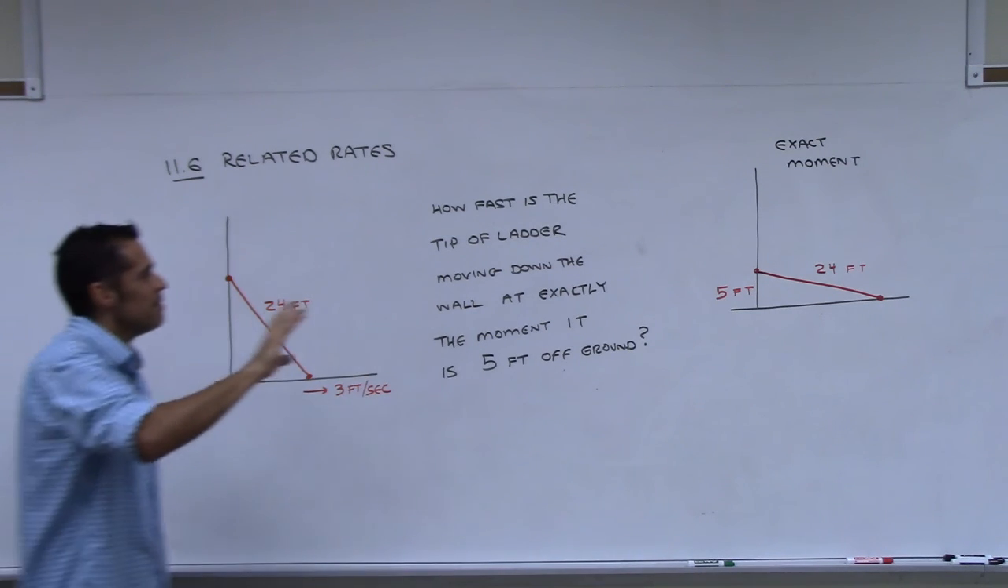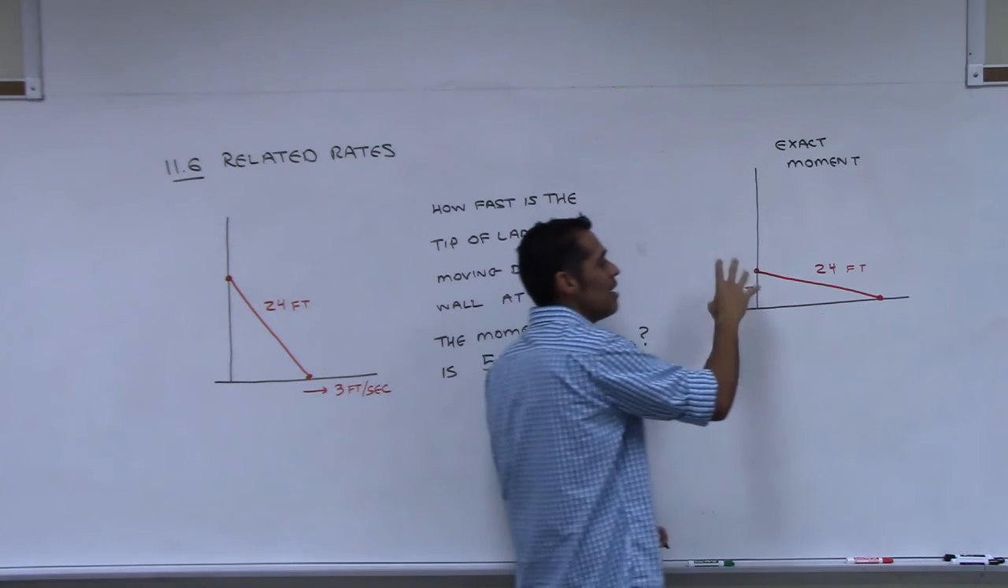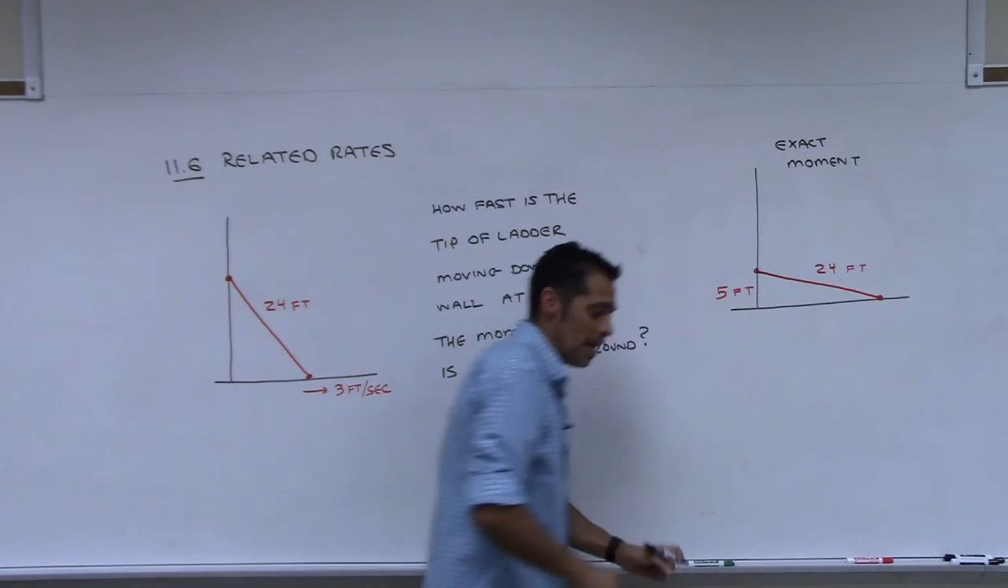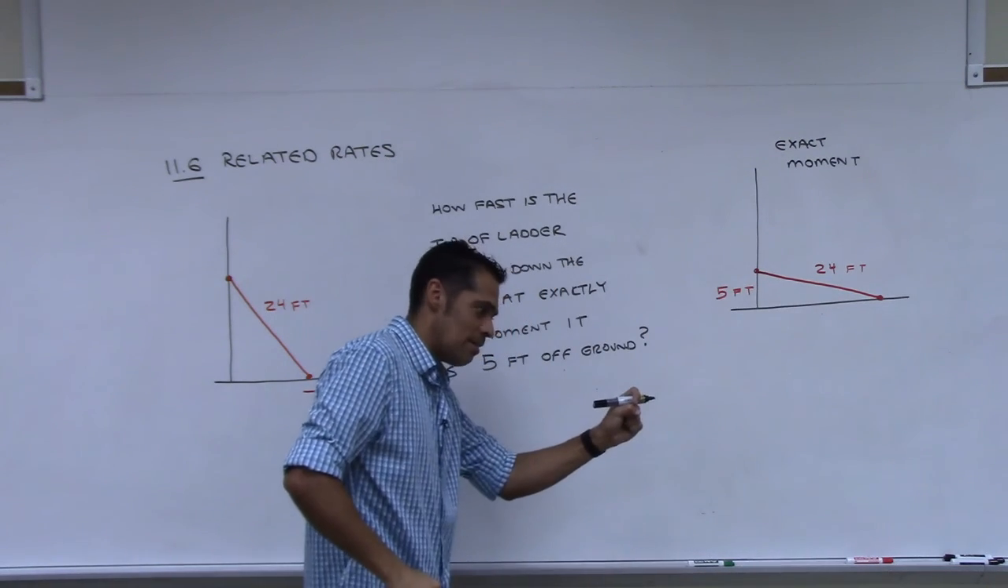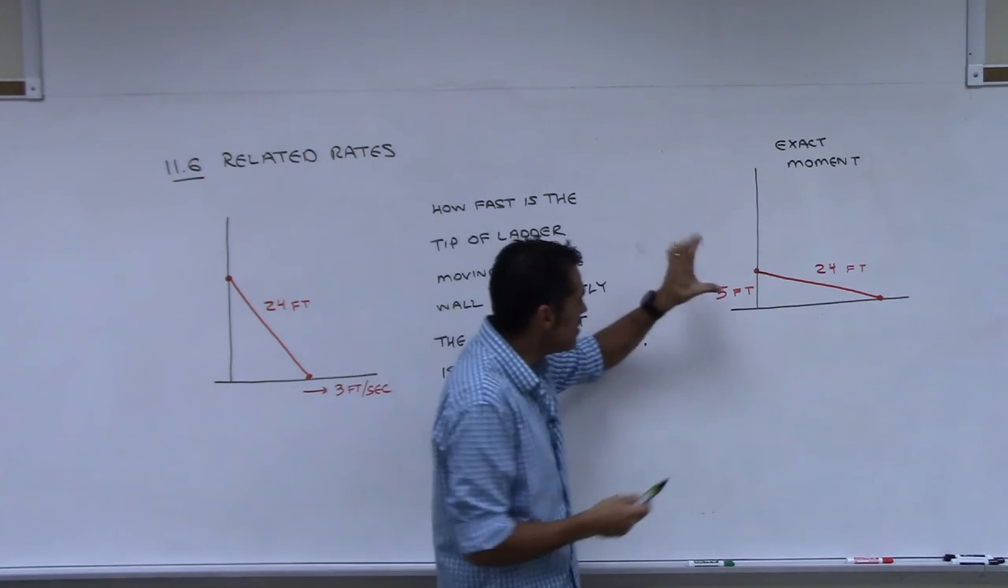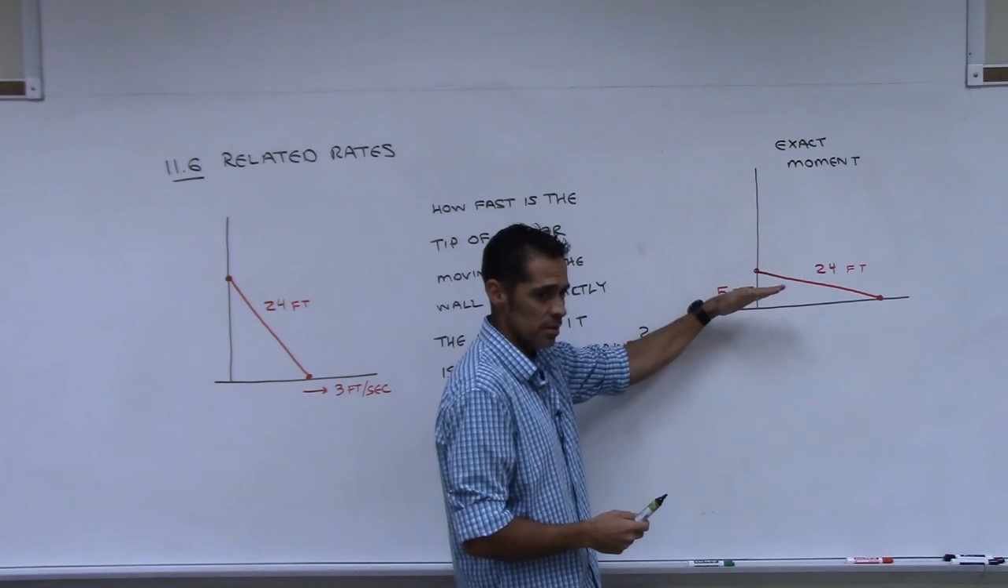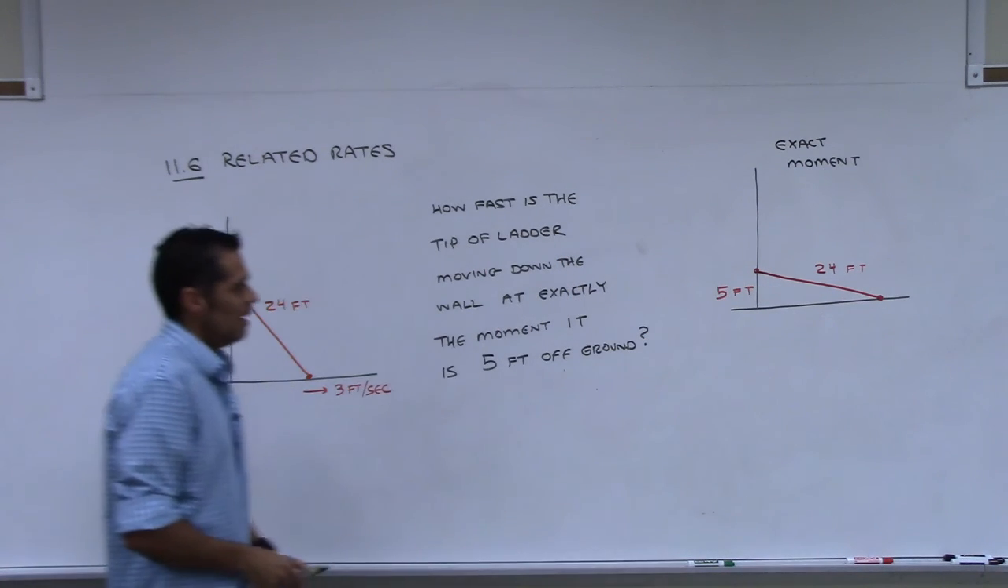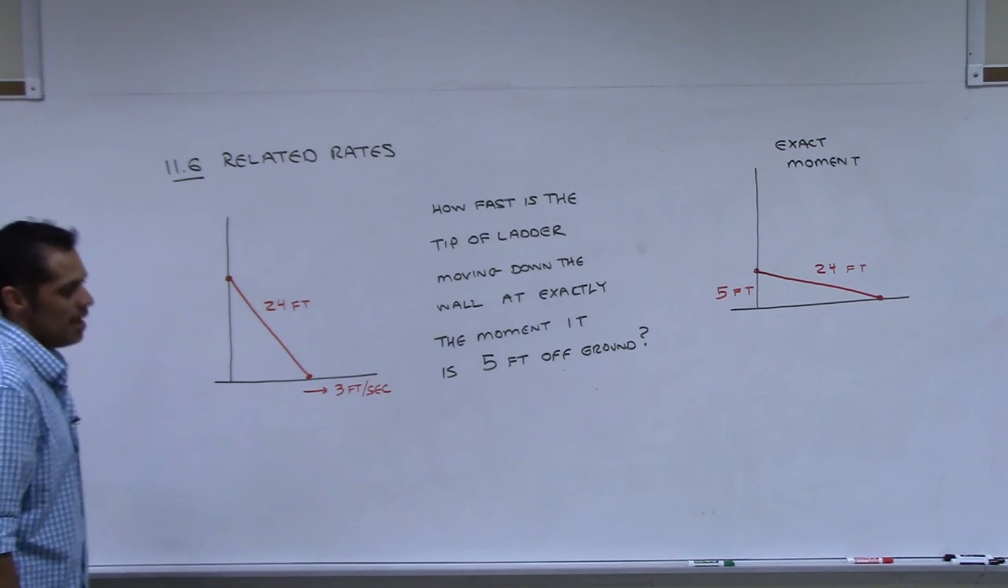The thing is, you have to remember that this ladder is in motion. Because if I'm just standing here and asking you how fast I'm moving, I'm not, right? You have to remember that even though we've snapped the picture, this thing is in motion. How in the hell are we going to figure this out?